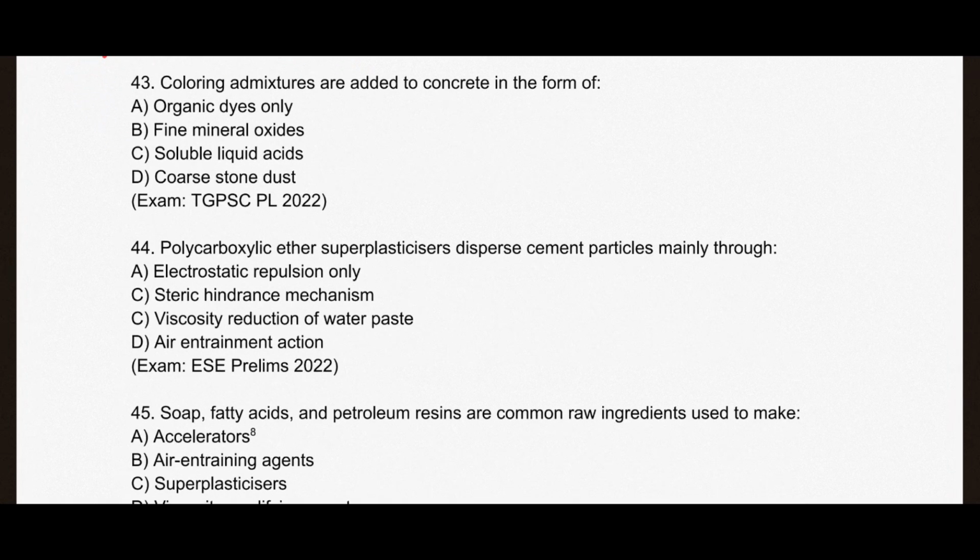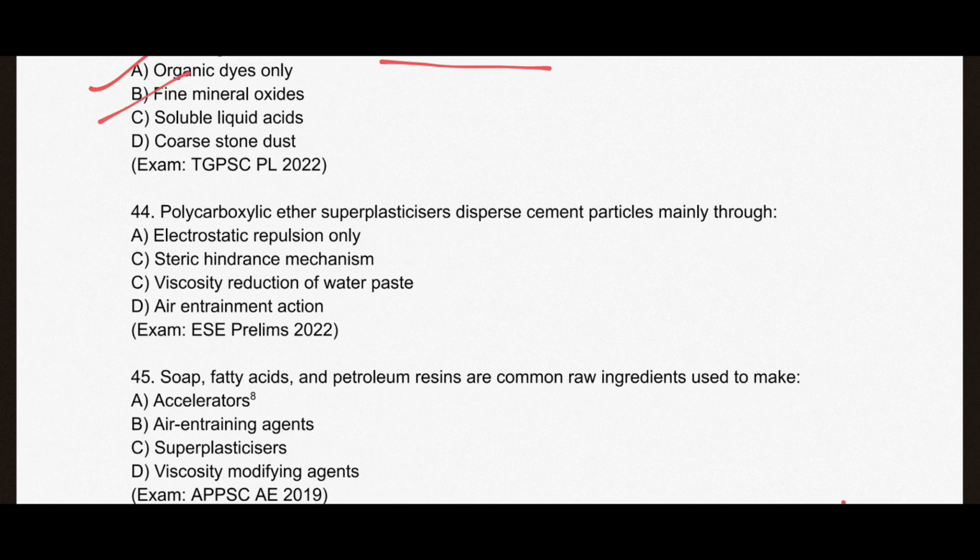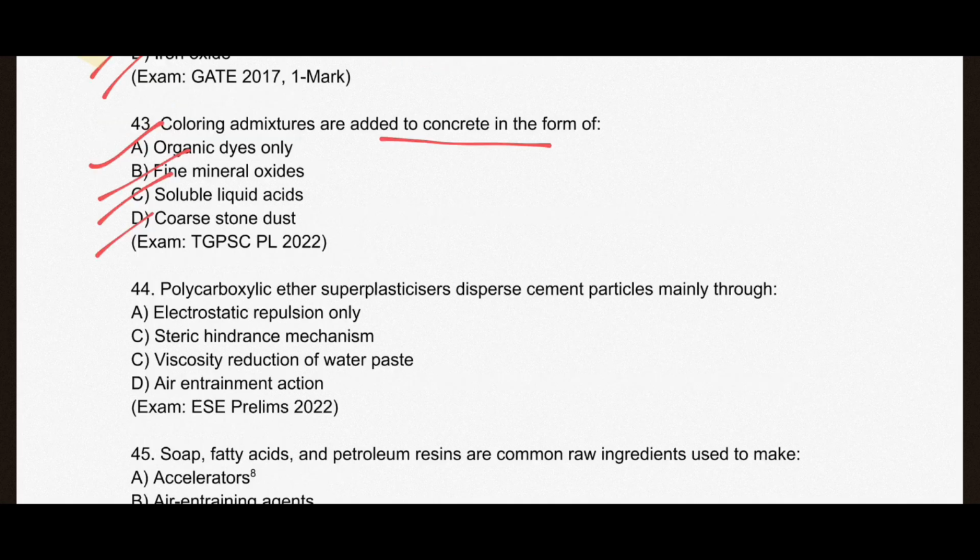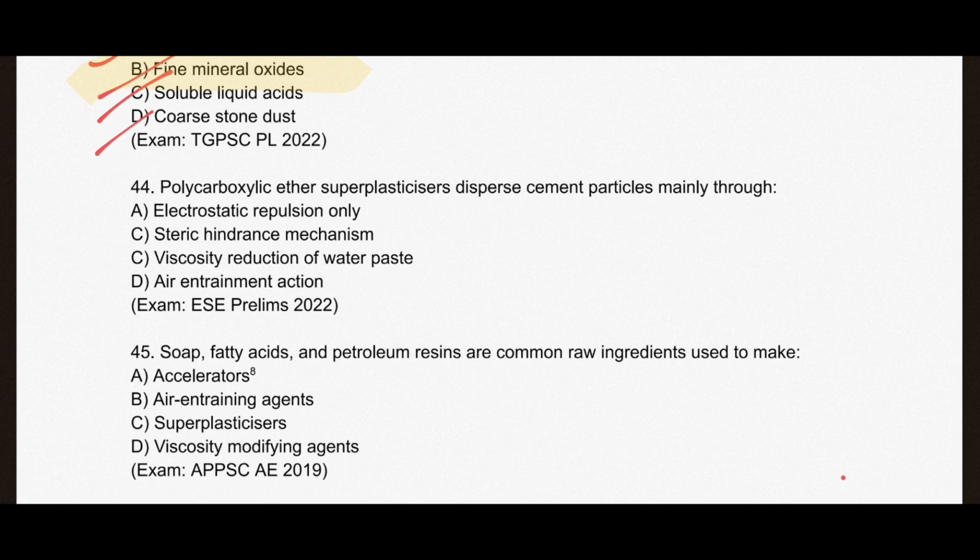43rd question. Coloring admixtures are added in the concrete in the form of option A organic dyes only, option B fine mineral oxides, option C soluble liquid acids, and option D coarse stone dust. So the answer is option B, that is fine mineral oxides అన్నమాట. ఫైన్ మినరల్ ఆక్సైడ్స్ యూజ్ చేస్తాం మనం కలరింగ్ admixtures లాగా కాంక్రీట్ లో. Organic dyes యూజ్ చేయం.